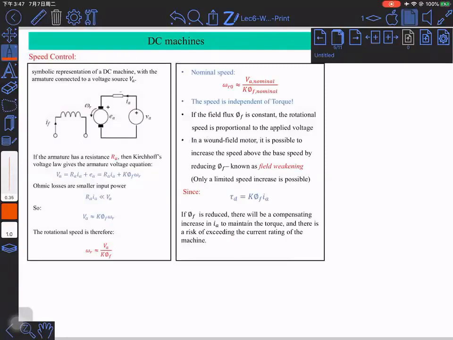Now let's look at the next topic, which is speed control. If we want to simply represent the DC machine's equivalent circuit, we can write it down in this way, where we have two circuits. Again, this is just a simplified version of the two circuits. On the left-hand side, this is the field circuit. The field circuit produces the electromagnetic field in the DC machine. On the right-hand side, this is the armature circuit.